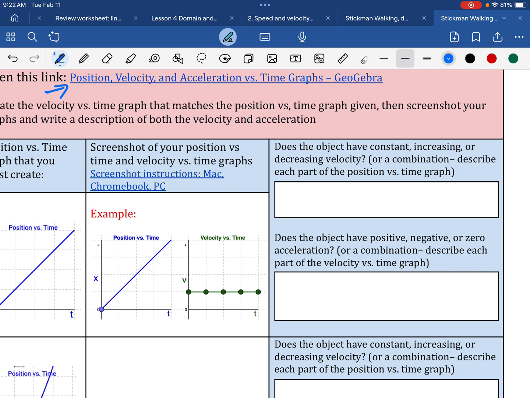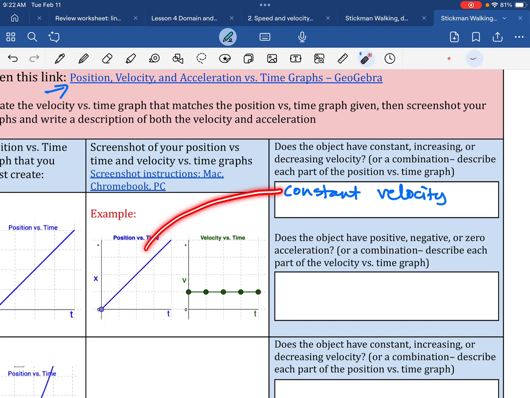Does the object have constant, increasing, or decreasing velocity? Here in this case, we have constant velocity, right? So the first question is about the position versus time graph, and then we're going to answer a question about the velocity versus time graph. Does the object have positive, negative, or zero acceleration? So here it has a zero slope, so it's zero acceleration, right? It's not speeding up. It's going the same speed the whole time. So we will say it has zero acceleration.